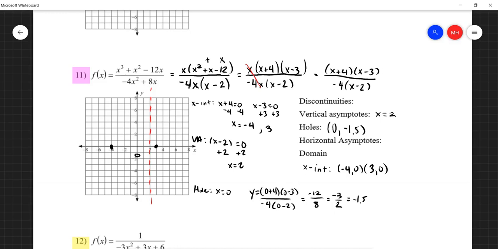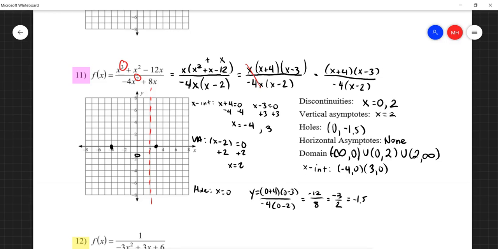Horizontal asymptotes, I want the degree of top and bottom, 3 and 2, so bigger on top, it is none. And then domain, we're going to use our asymptote and hole. So we're going from negative infinity to 0, union 0 to our vertical asymptote, which is 2, union 2 to infinity. And for discontinuities, we just need the x from the hole and the vertical asymptote.